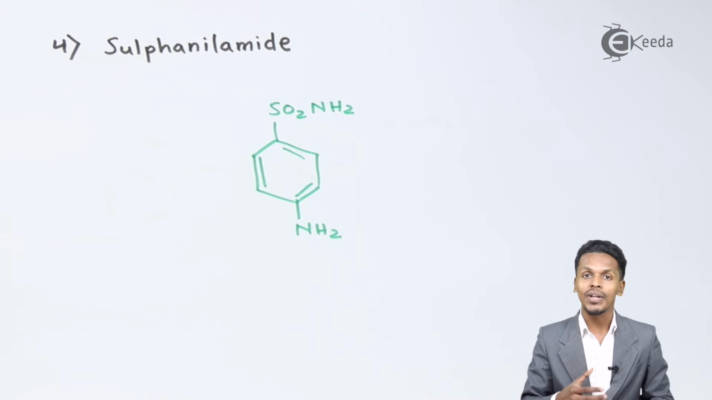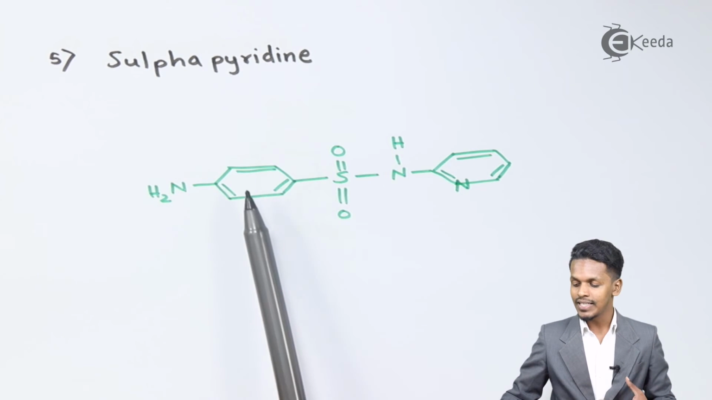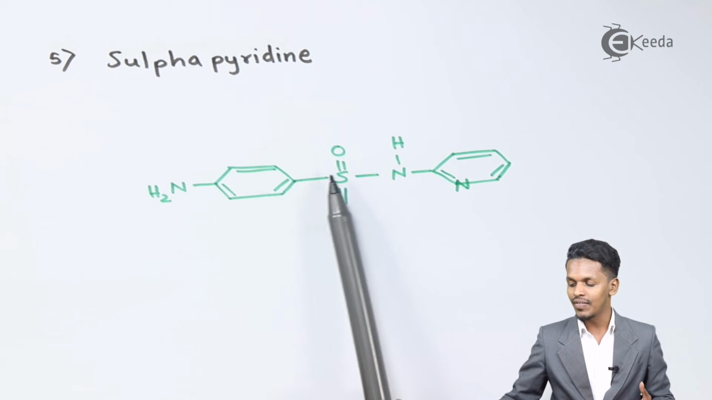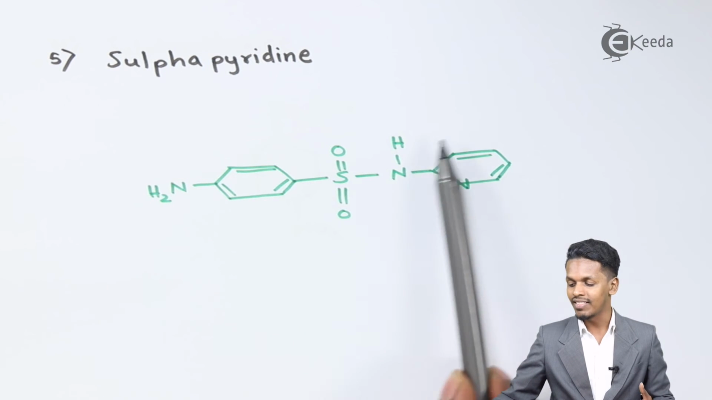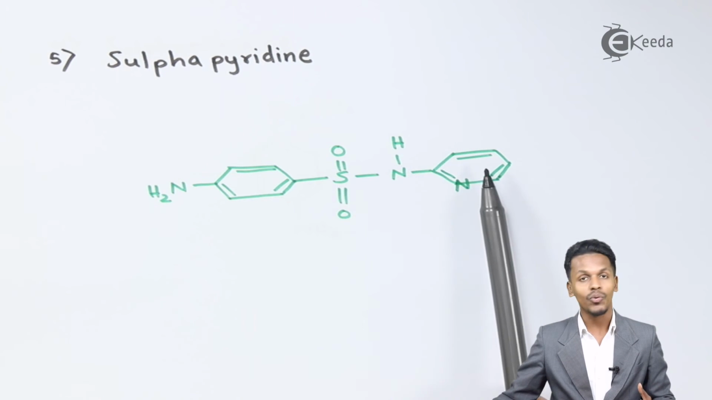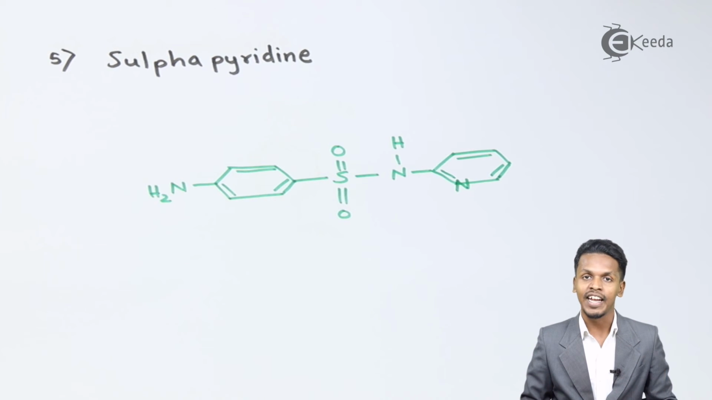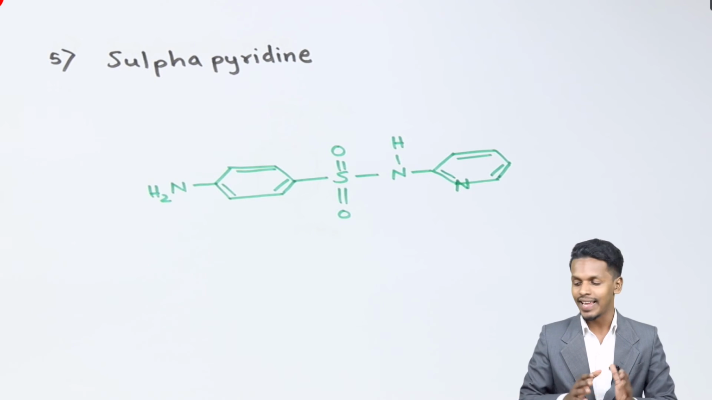Now let us discuss the next one. The next I'm going to talk about is Sulfapyridine. In this case we have a benzene associated with this NH2, and here we can find S double bond O double bond O, this is NH, and this is nothing but pyridine, as we can see here. So this is the structure of Sulfapyridine, which is in fact an antimicrobial drug. These were the structural formulas of a few antimicrobial drugs, and that's it.